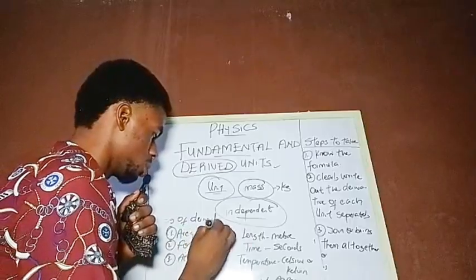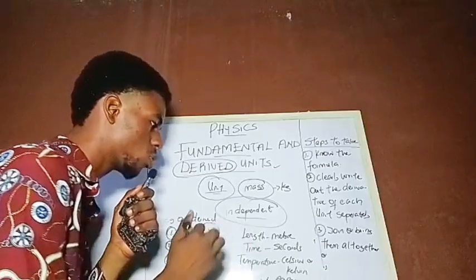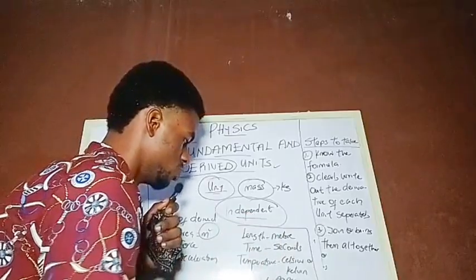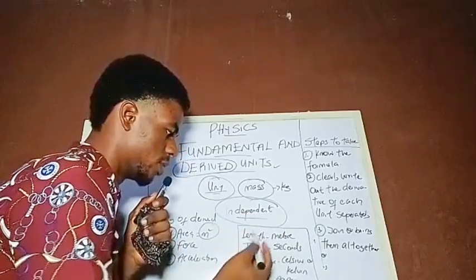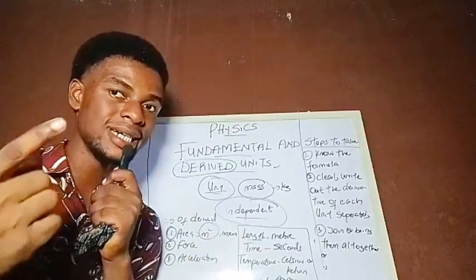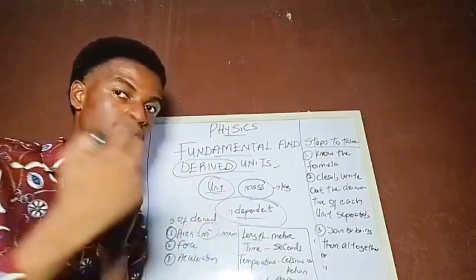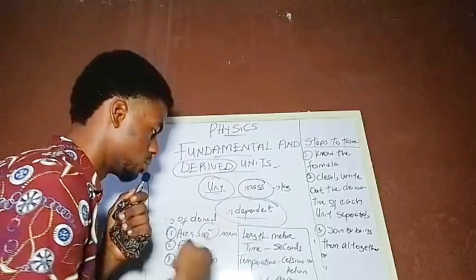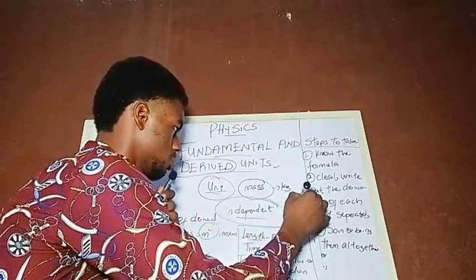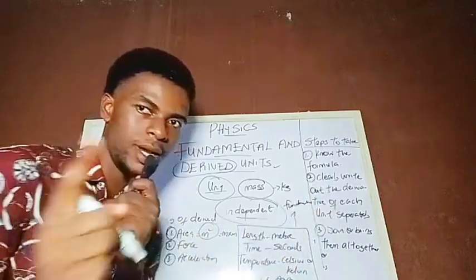Example, area is, let's say, meter square, right? This meter square consists of two of the fundamental units. Remember, your meter is gotten from your length, so it means meter times meter. So a derived unit is a unit that is gotten from two or more of our fundamental units. I hope you are learning something.